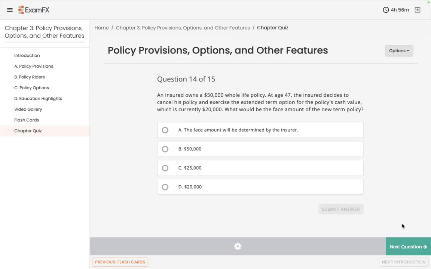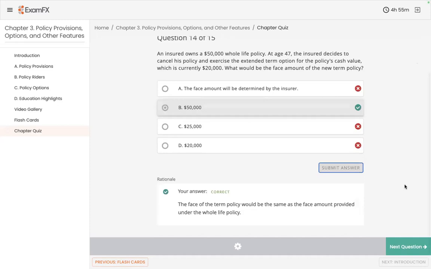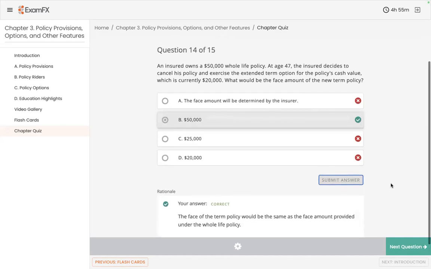An insured owns a $50,000 whole life policy at the age of 47. The insured decides to cancel this policy and exercise the extended term option for the policy cash value, which is currently $20,000. What would be the face amount of the new term policy? Extended term keeps the face amount the same, so it'd still be the 50. But it ends eventually because it's a term now.